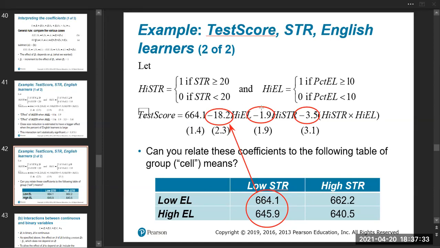How about beta 2? Beta 2 is slightly sneaky, but you can find it here. Beta 2 is the difference between these two groups. So what's the effect of beta 2? Beta 2 is the effect of high STR on test scores, given that high English learner equals 0, because these two groups belong to low English learner. All right, how about beta 3? Beta 3 is slightly tricky, but you can think of it as a difference in difference.